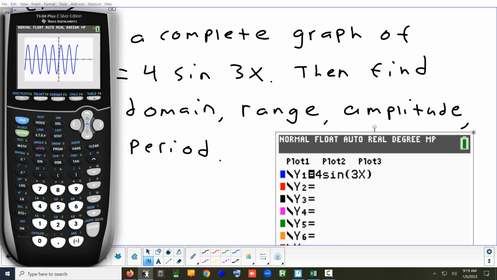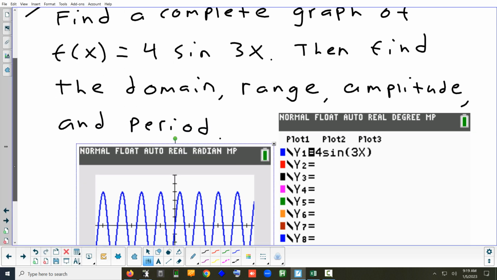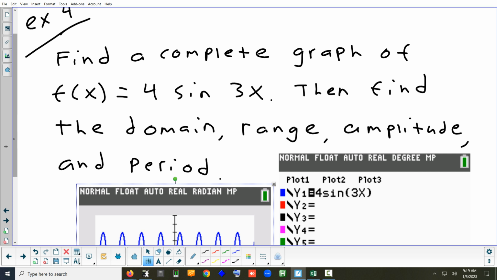But if you use the other window, I wouldn't mark that wrong. I mean, it was okay. There's your sketch. Okay, so we've got a complete graph. Now we want to find 4 things: domain, range, amplitude, and period.